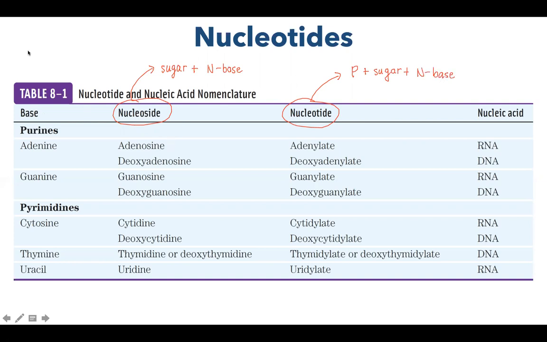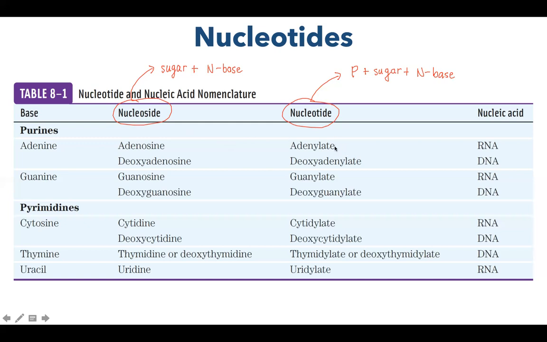So if the nitrogenous base is adenine, we name the nucleoside adenosine if the sugar is a ribose. So we don't attach any other prefix. If it's adenosine, automatically you know that the sugar is ribose. If it is deoxyribose, then the name is altered into deoxyadenosine. So through this name, you know that the nitrogenous base is adenine and you know that the sugar is deoxyribose.